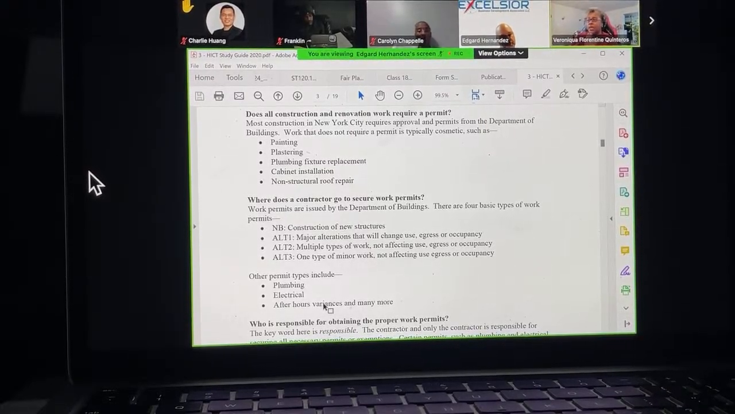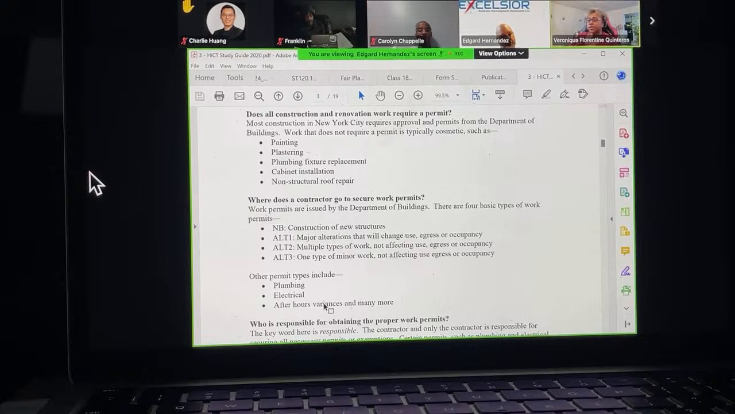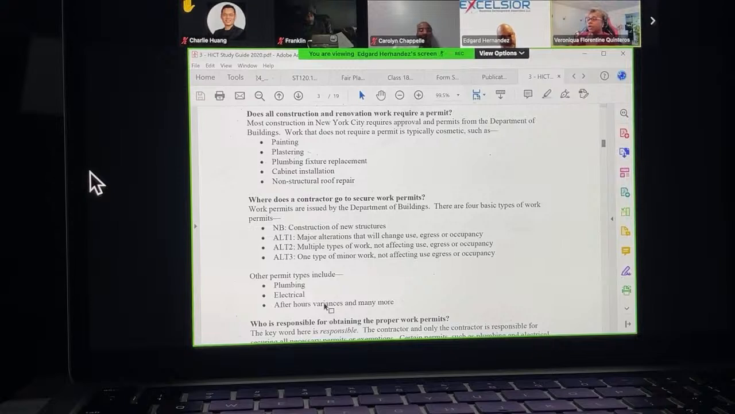ALT1, major alterations that will change use, egress, or occupancy. Alt2, multiple types of work not affecting use, egress, or occupancy. Alt3, one type of minor work not affecting use, egress, or occupancy. Other permit types include plumbing, electrical, after-hours vacancies, and many more.